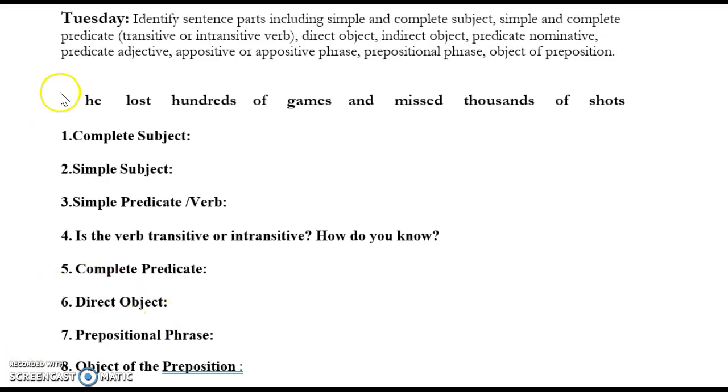So, you are first to find our complete subject. Our complete subject is who or what the sentence is about. The simple subject is just what it's mainly about inside of your subject. So, your simple subject has to be in your subject.